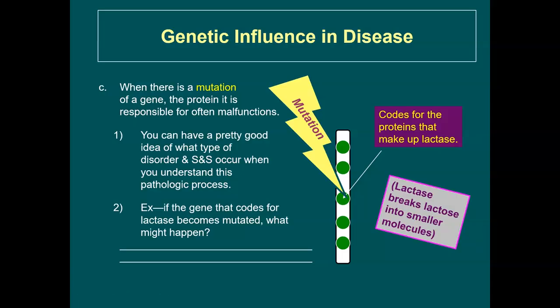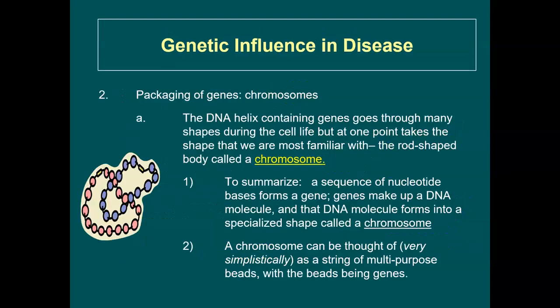And if you remember, lactose is a type of sugar that's found in milk. So if this is the gene that codes for the proteins that make up the enzyme that breaks down milk, and some kind of mutation alters that gene, then that means that lactase is not going to be made properly, and therefore lactose will not get broken down. Now, this is a very common mutation. Just about most adults, as they advance in years, can have a problem with milk intolerance.